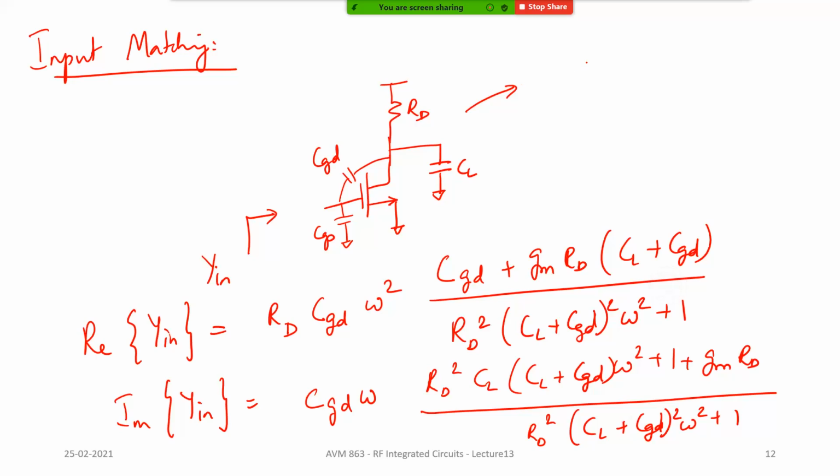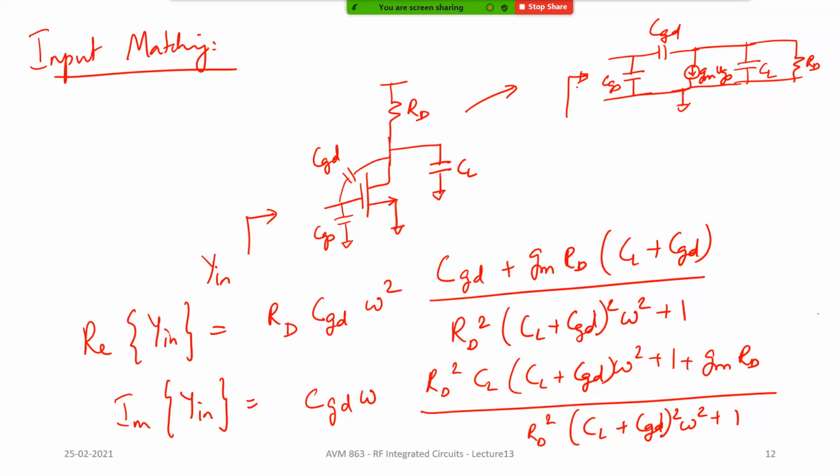So basically how you derive it is you draw the small signal equivalent circuit. gmVGS, and I think they have not considered R0 here, though many times you'll consider R0. You'll have CL, you have RD, you have CGD, you have CGS. Okay, this is grounded and you are trying to look at the input impedance.